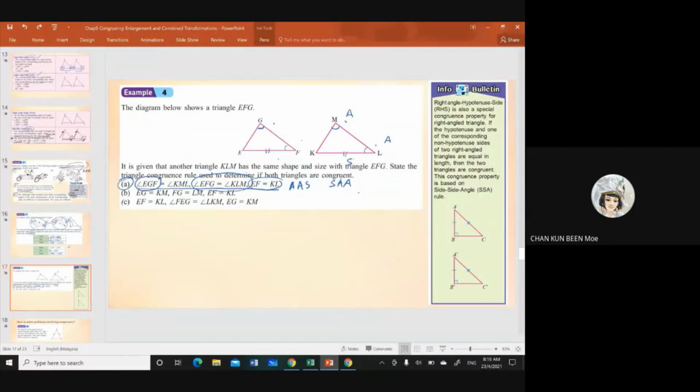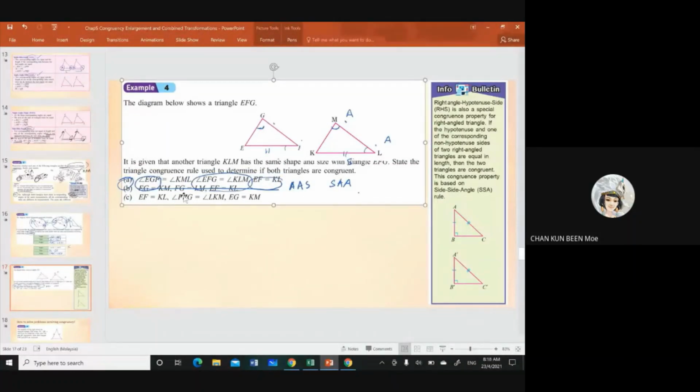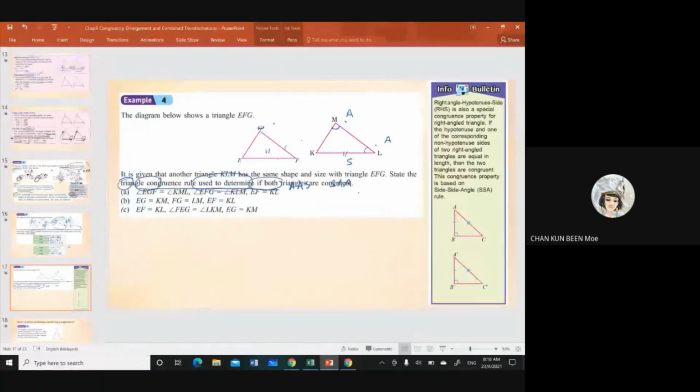Okay, now we continue with B. Yeah, this one keeps moving. Okay, so I just move it down here a bit. Okay, we look at the B. This one I need to rub off already. I cut it.